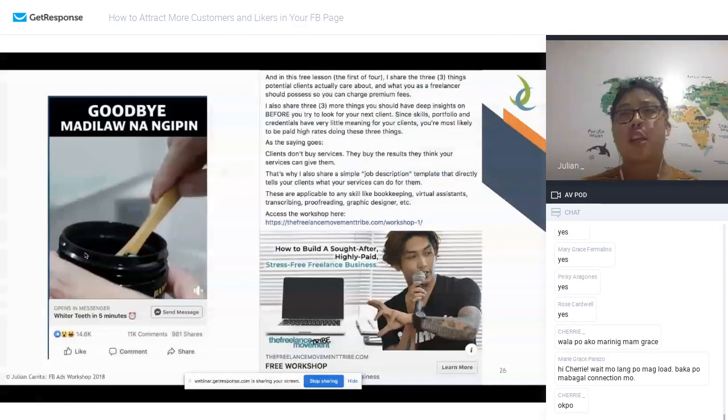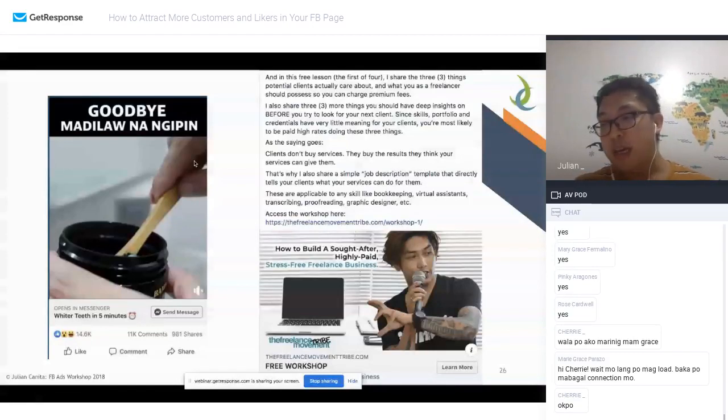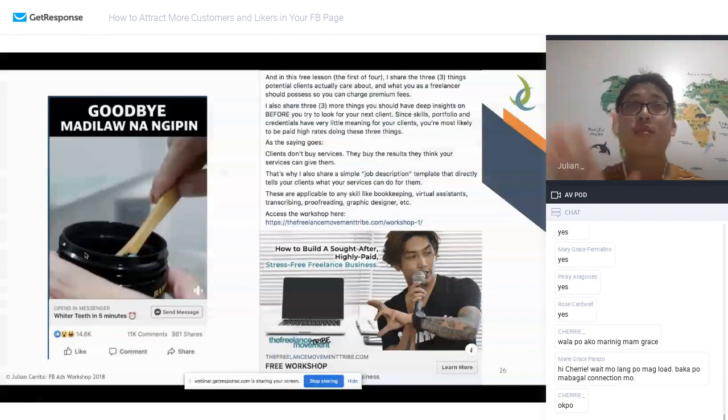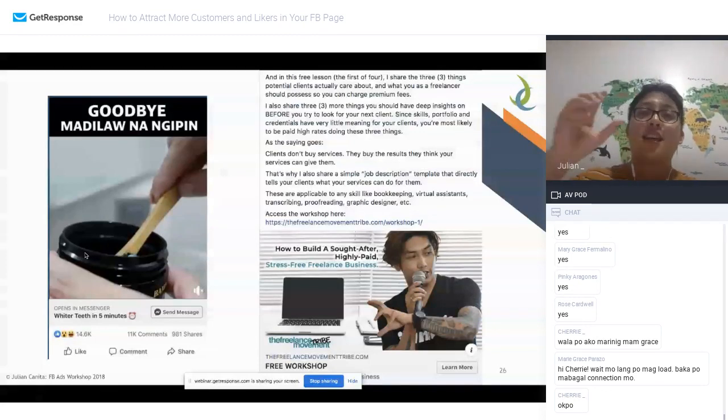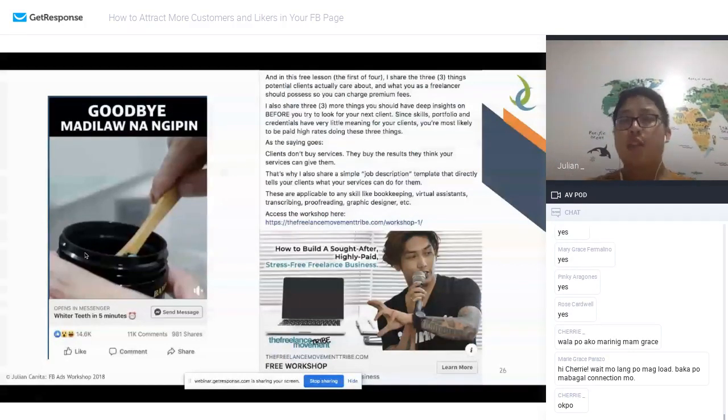And this particular toothpaste company, I think the toothpaste was parang charcoal toothpaste or whatever. And all their ads prior to my student coming in were always, check out this charcoal toothpaste. Ang galing-galing ng charcoal toothpaste. It was all about the toothpaste. And when my student came in, he highlighted this, goodbye, madilang ngipin. So parang before, people were seeing charcoal toothpaste, wala silang pakialam kasi, anong pakialam ko sa charcoal toothpaste?